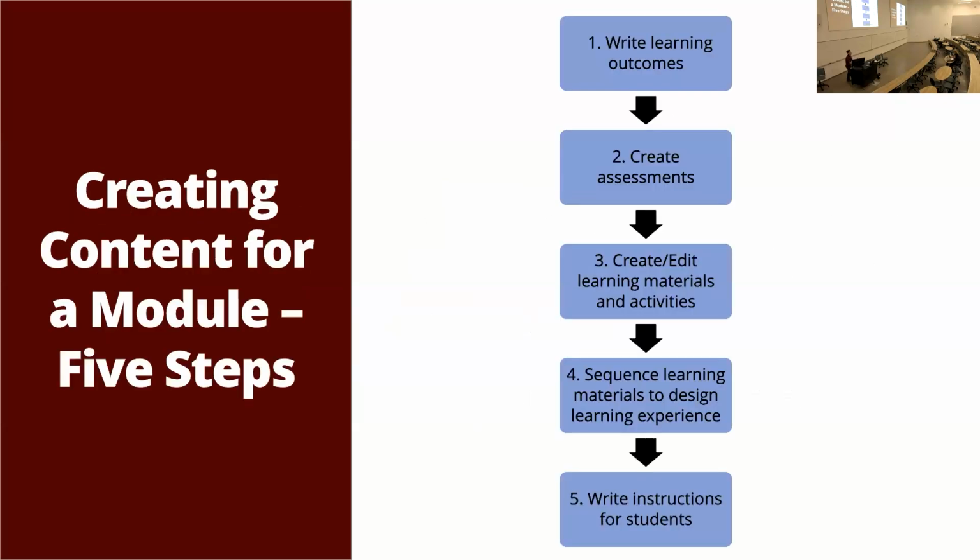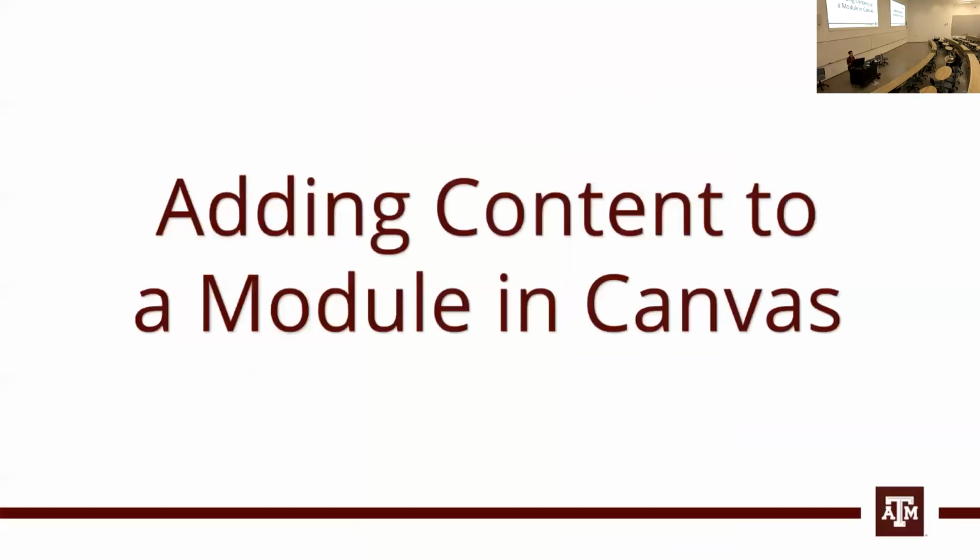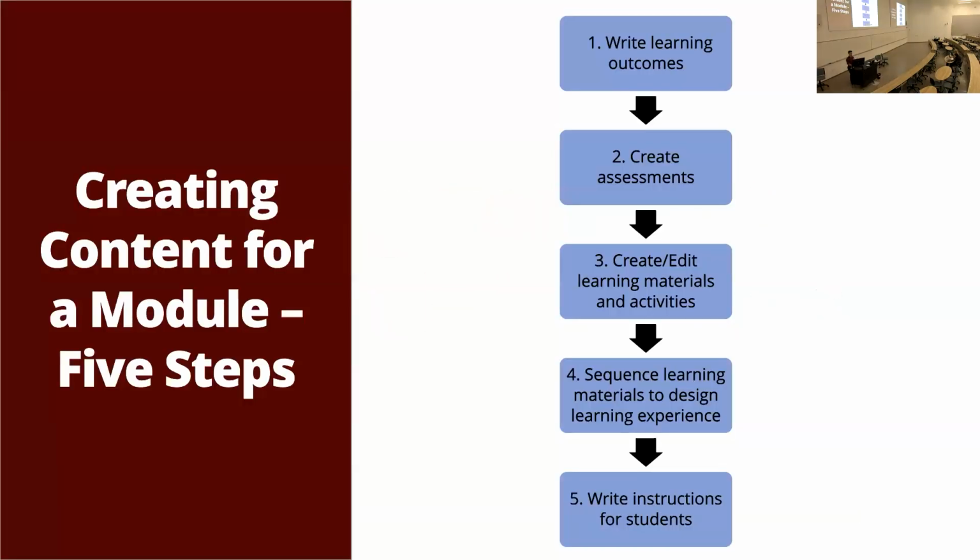So how do you create these modules? The first thing, you should follow 5 steps. First, you want to write those learning outcomes. What do you want students to learn from that specific module, from those resources that you're creating for students? After you add those learning outcomes, create those assessments. How are you going to measure those learning outcomes that you have applied for that specific module?